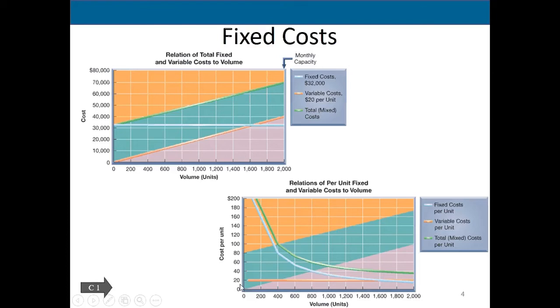So how much does 1 unit cost me when I sell 1 unit? Well, it costs me $20. How much does 1 unit cost me when I sell 200 units? Each unit still costs me $20. How much does each unit cost when I sell 800? Well, each unit still costs $20. So that's why this is flat, because now this is cost per unit and the volume for units.